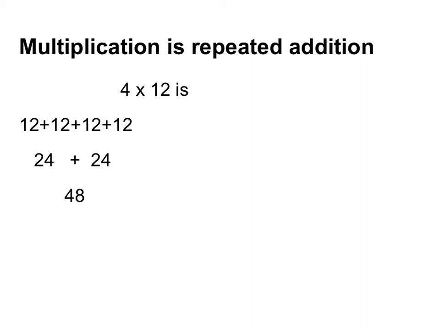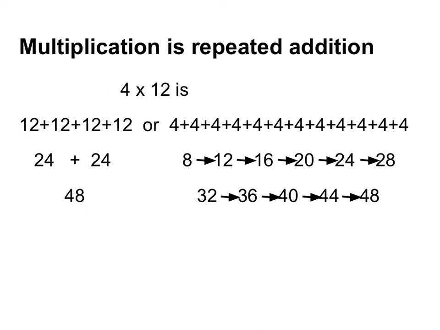Doing that addition, 12 plus 12 is 24, 12 plus 12 is 24, 24 plus 24 is 48. So 4 times 12 is 48, 12 added to itself 4 times. Or we can think of this as 4 added to itself 12 times. So it's 4 added 12 different times.